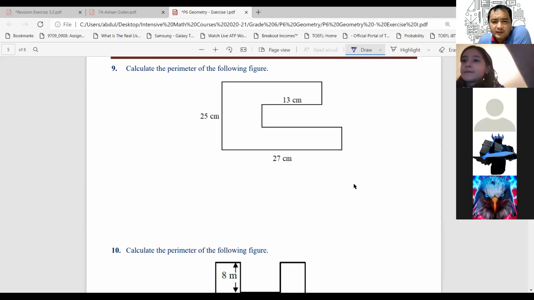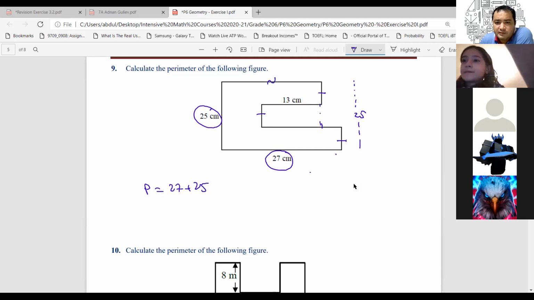Guys, how? Look at here. This plus this is equal to what? From here till here is equal to 25 centimeters. So now if I write the perimeter starting from here, that is 27. The second one is 25. And how about the upper part? If I cut from here, this plus this is equal to 27. So that is 27 gone. And this plus this, 25 plus 25.